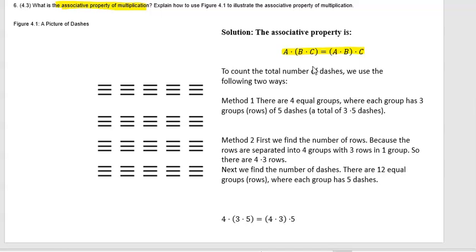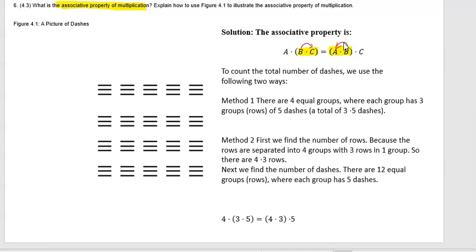First of all, the operations are multiplication. Secondly, we have three numbers we multiply, and we can multiply the first two numbers or the last two numbers first. The most important thing is that the order of these three numbers does not change. So A, B, C, A, B, C. What changes is we move the parentheses, not the numbers, whether we associate B with the A or B with the C.